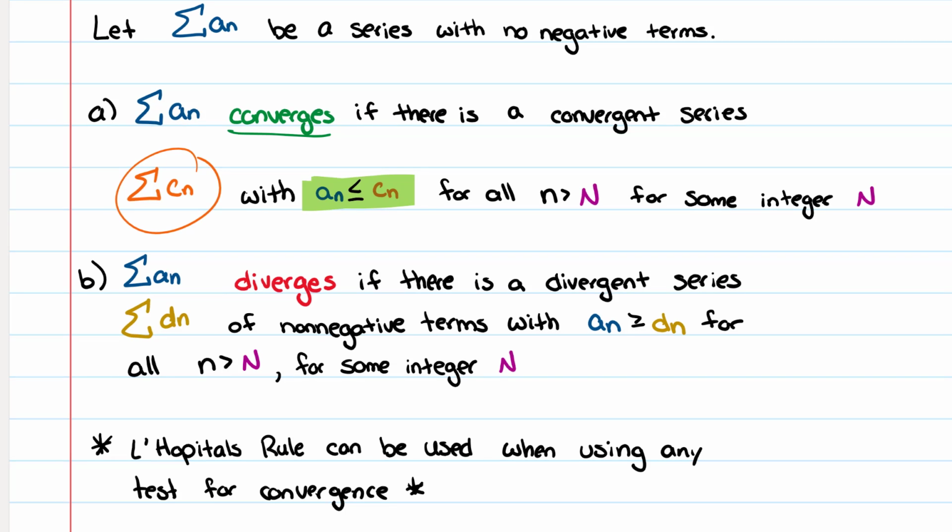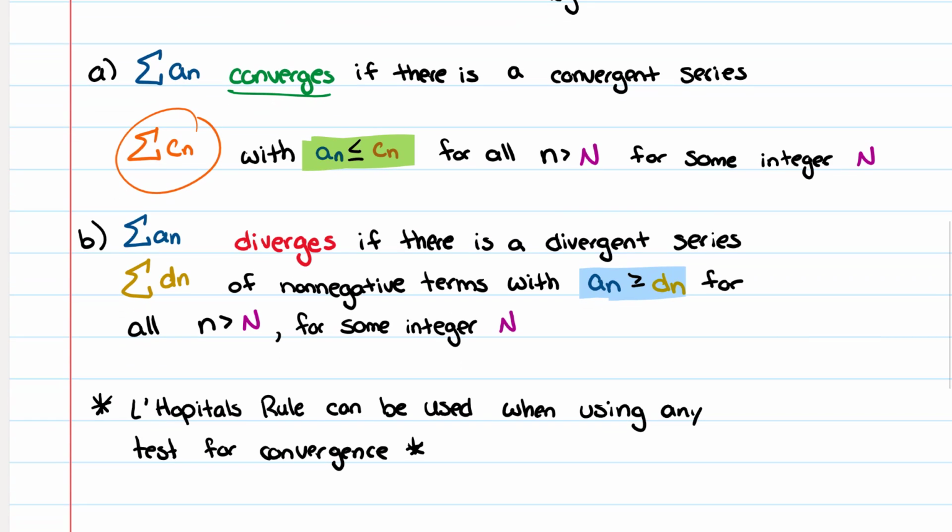On the other hand, a sub n will diverge if you can find a divergent series where the opposite is true. If I can find a divergent series d sub n where a sub n is greater than or equal to d sub n, so the first term is bigger than the first, the second term is bigger than the second, and so on, then it diverges.